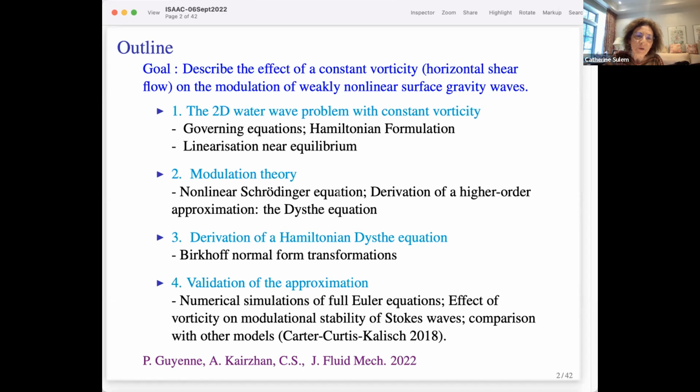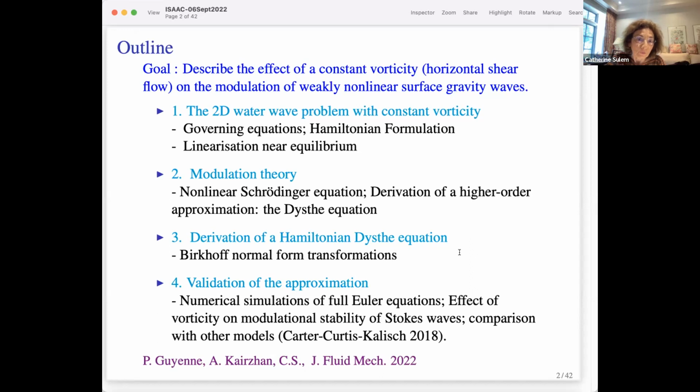Indeed, these high order nonlinear Schrödinger equations are not as generic, not as canonical as the nonlinear Schrödinger equation. So it has different forms depending on which quantity exactly you approximate. In this project, the effort was to keep the Hamiltonian character of the original problem. And then to finish, I will show numerical simulation to validate the approximation.